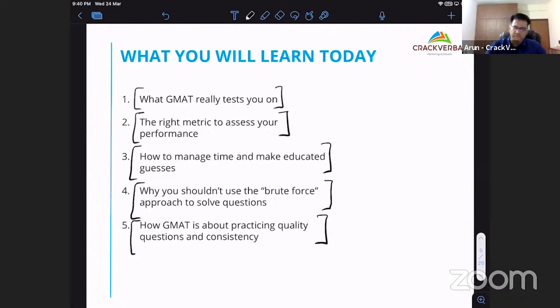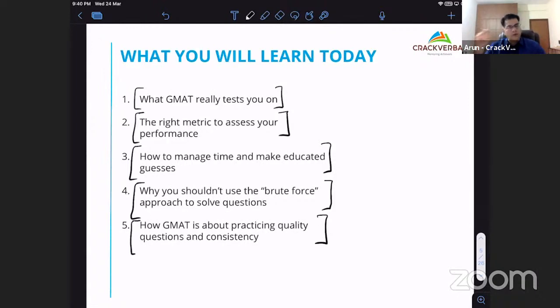300 formulas? Maybe max, correct? Now the question is, if you know 200 or 300 formulas, at the rate of maybe around 20 formulas a day, 10 days, 200 formulas done, right? Maybe in about 2 weeks, you are done with all the formulas. Okay. Would you be able to solve a question on the GMAT?